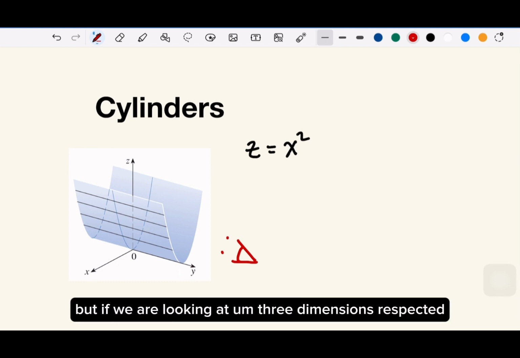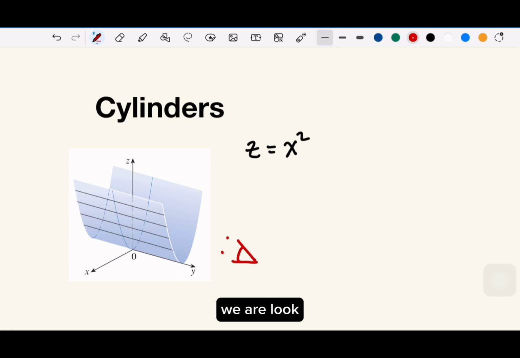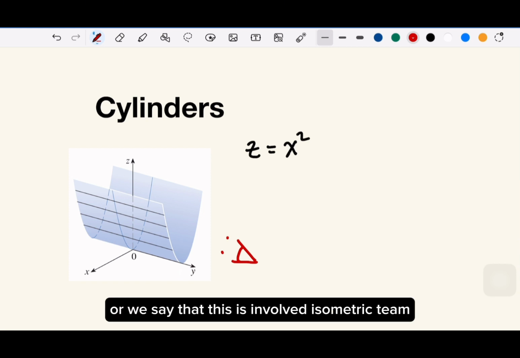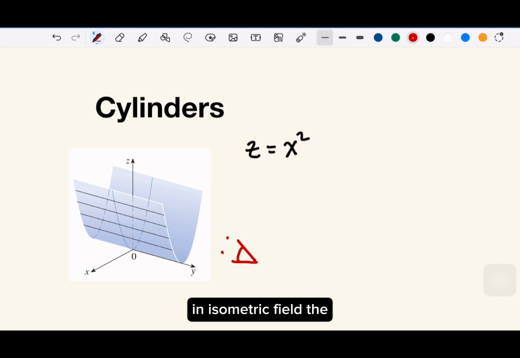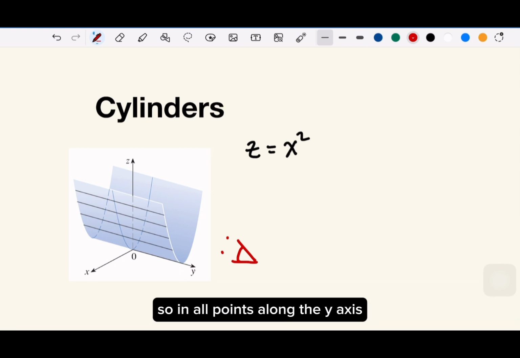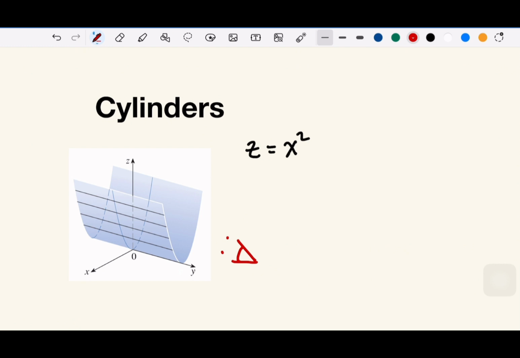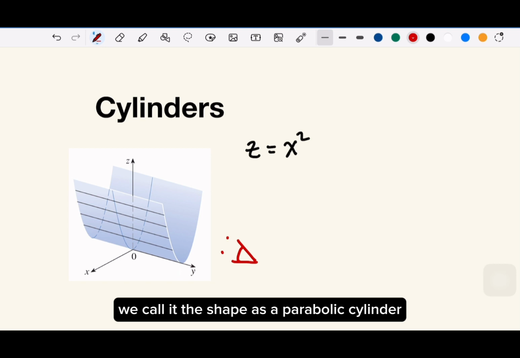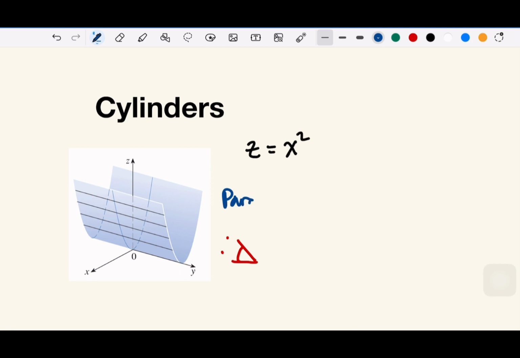But if we are looking at the three-dimensional perspective, we call it the isometric view. In the isometric view, the parabola that we see, the x squared, at all points along the y-axis there will be another parabola that we can cut. So we call this shape a parabolic cylinder.